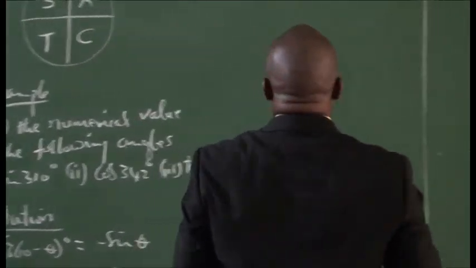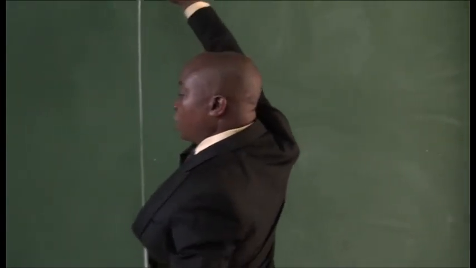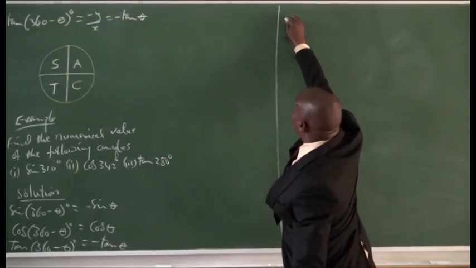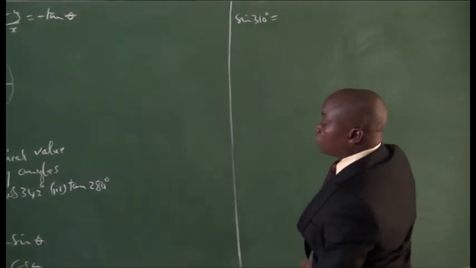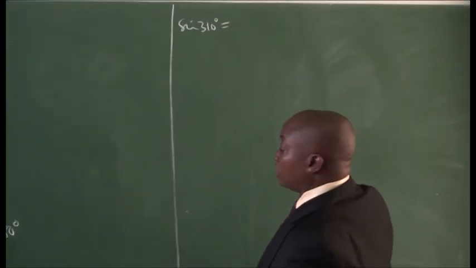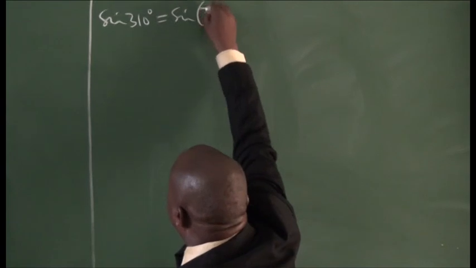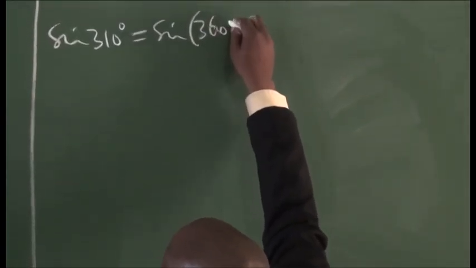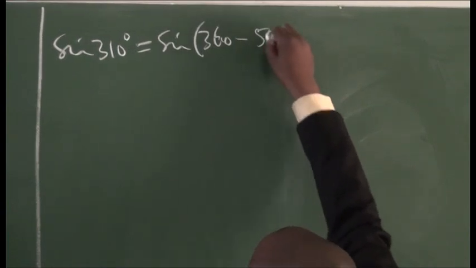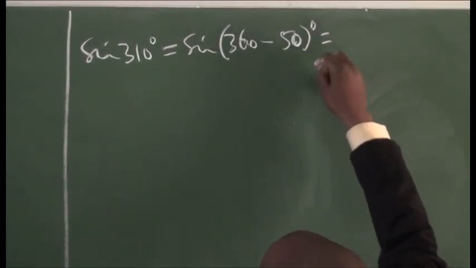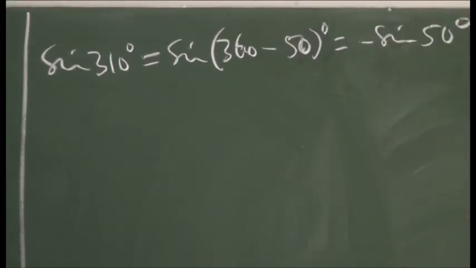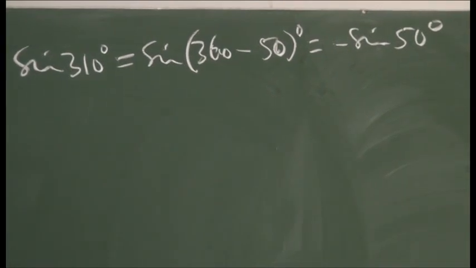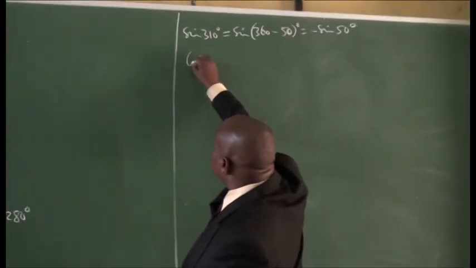So what we'll do now is to look at sine 310 degrees. Now sine 310 degrees is the same as sine of 360 minus 50 degrees. So that is the same as minus sine 50 degrees, because when you say 360 minus 50, it gives you back 310. We do the same to cos.